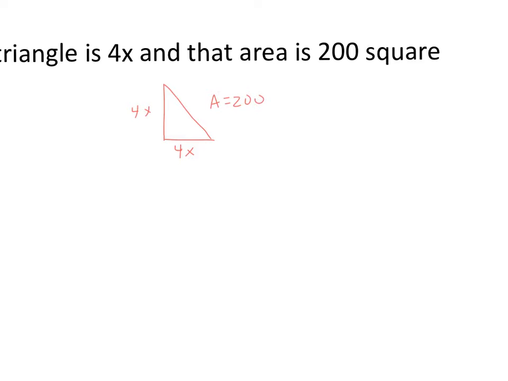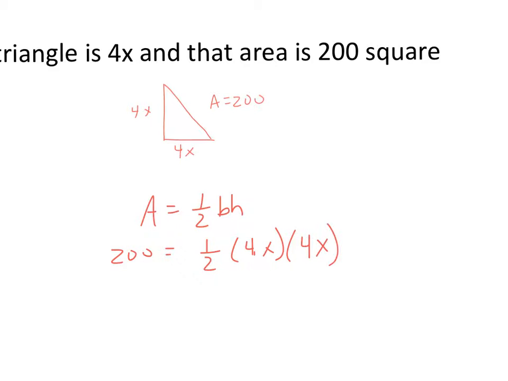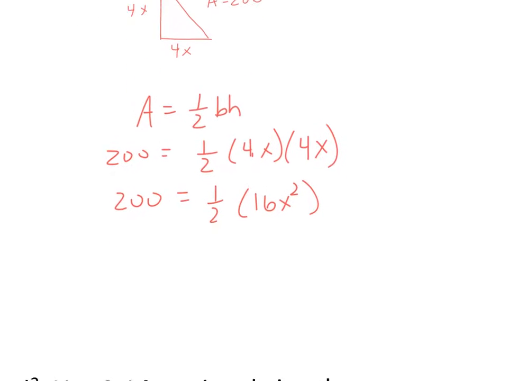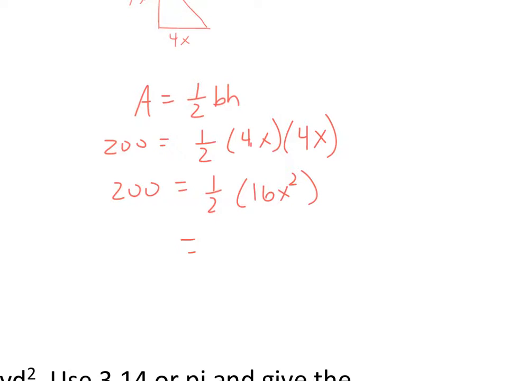So again, use your area formula. Area equals 1/2 base times height. So area is 200, 1/2, my base is 4x, and my height is 4x. Okay, now I'm going to go ahead and multiply the 4x and 4x, and we're going to get 16x squared when I put those together. And then I'm going to take half of that 16 and get 8 over here. So I get 8x squared equals 200.